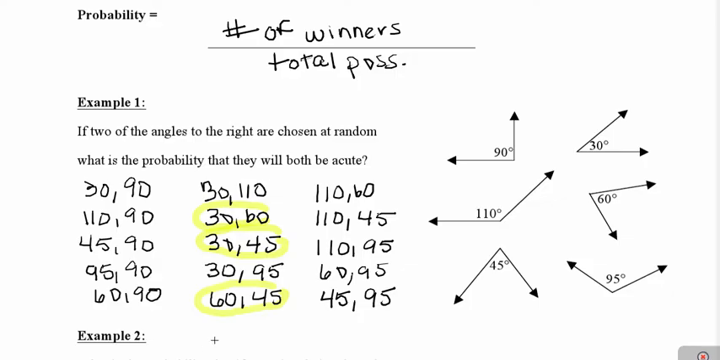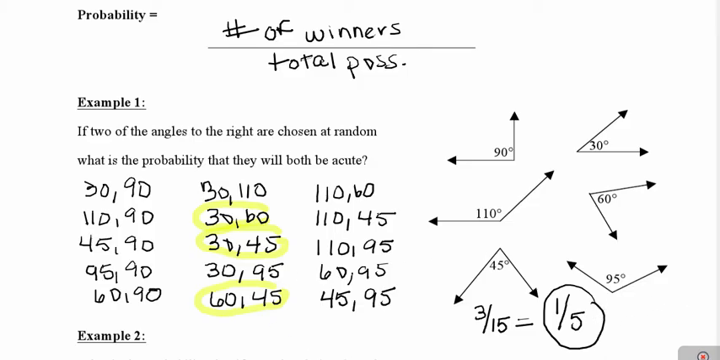So let's go ahead and set up our probability ratio. So we have 3 winners over 15 possibilities. Now we can reduce this fraction, so always make sure that you reduce your final answer. So the final answer to example 1 would be 1 out of 5.